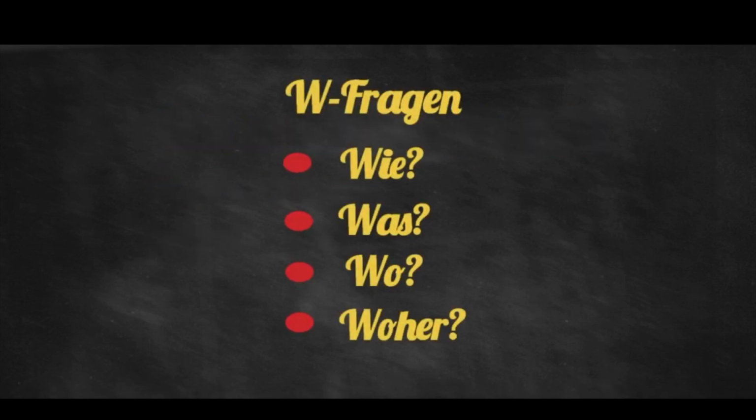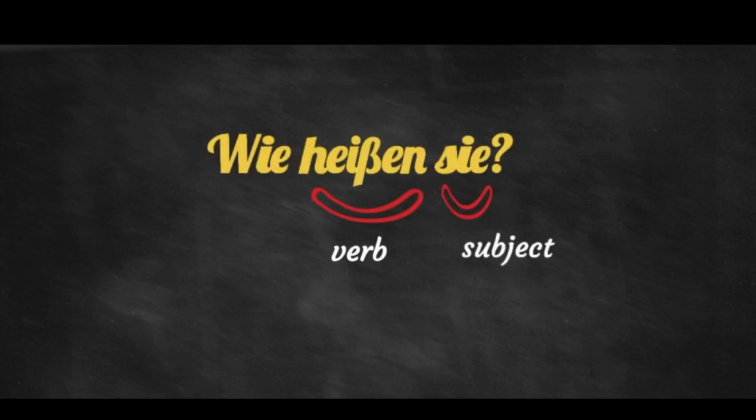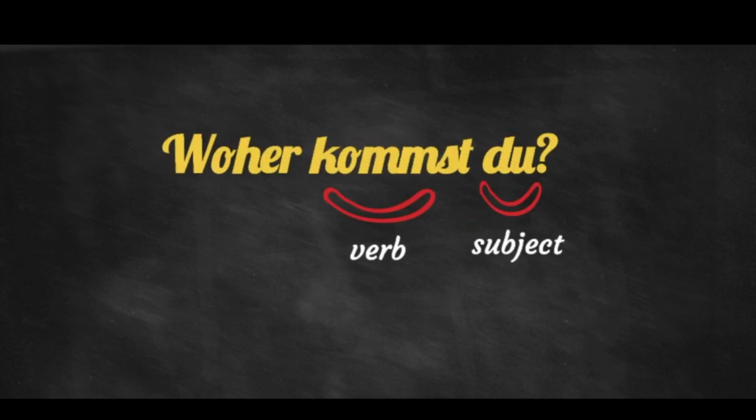Now let's move on to different types of questions. You have already learned these types of questions before. Questions that start with wie, was, wo or woher are known as W-Fragen. The first one is Wie heißen Sie? Here, Sie is the subject and heißen is the verb. The next one is Woher kommst du? Here, du is the subject and kommst is the verb. In all the W-Fragen, the verb comes at the second position.